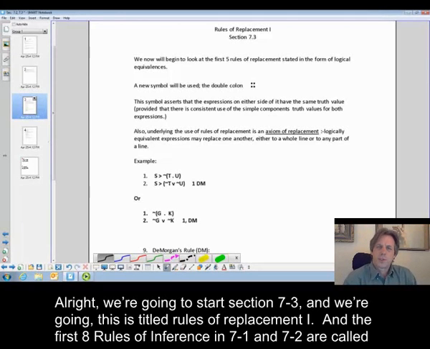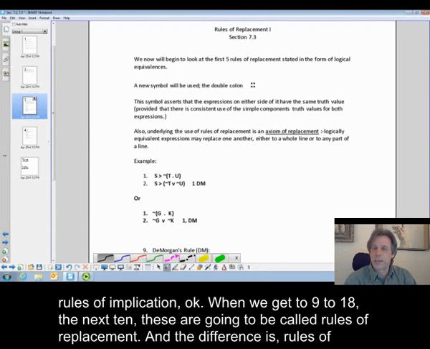All right, we're going to start section 7.3, and this is titled Rules of Replacement 1. The first 8 rules of inference in 7.1 and 7.2 are called rules of implication. When we get to 9 to 18, the next 10, these are going to be called rules of replacement. And the difference is a rule of replacement.